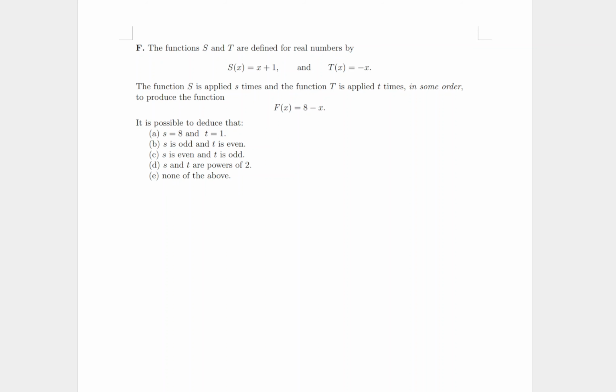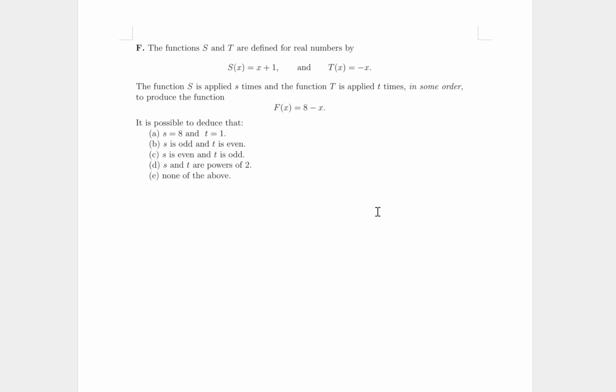Okay, question 1F. The functions s and t are defined for real numbers by s(x) is x plus 1 and t(x) is minus x. So the function s is applied s times and the function t is applied t times in some order to produce the function f(x) is 8 minus x. It's possible to deduce which of the following.